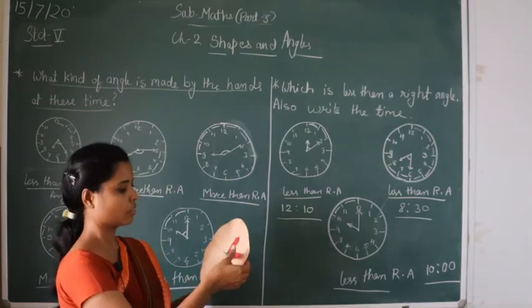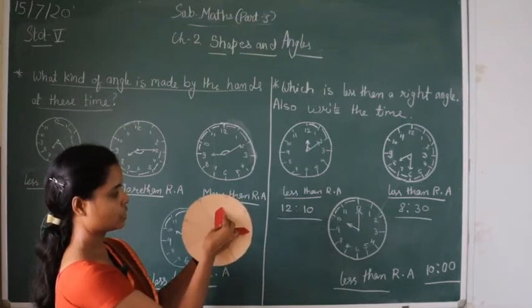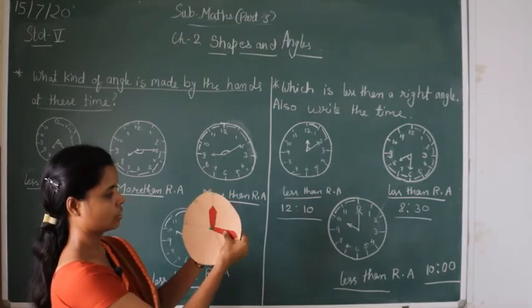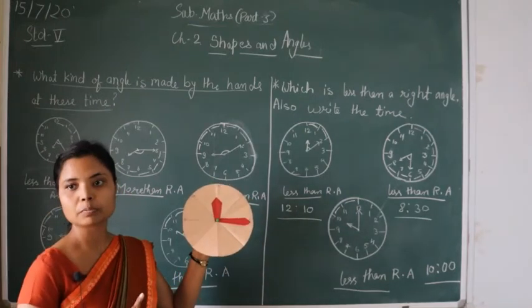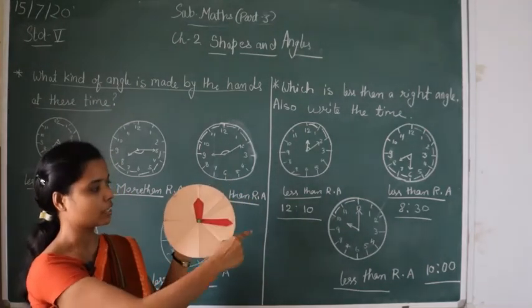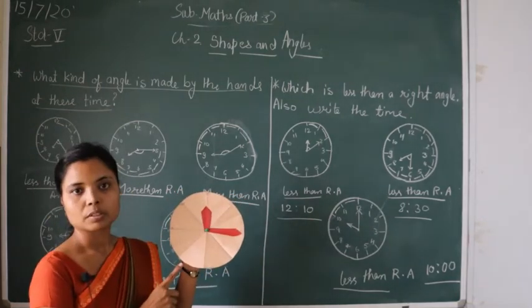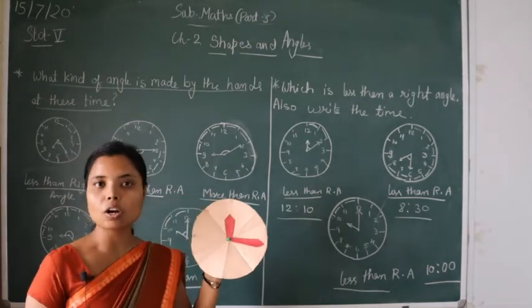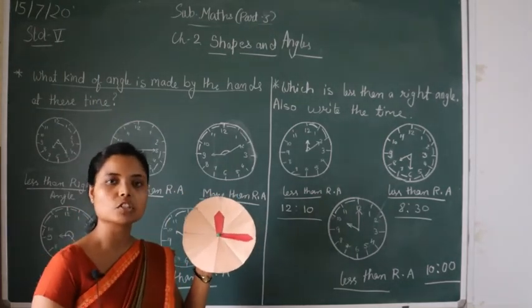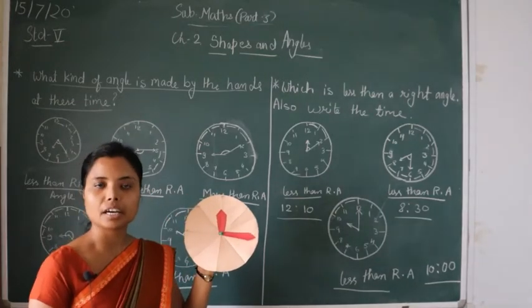Look here. The first one is at 0 and the second one is here. Look here, both hands are making an L shape. And you know very well an L shape is called a 90-degree angle, which is a right angle. So this is a right angle.